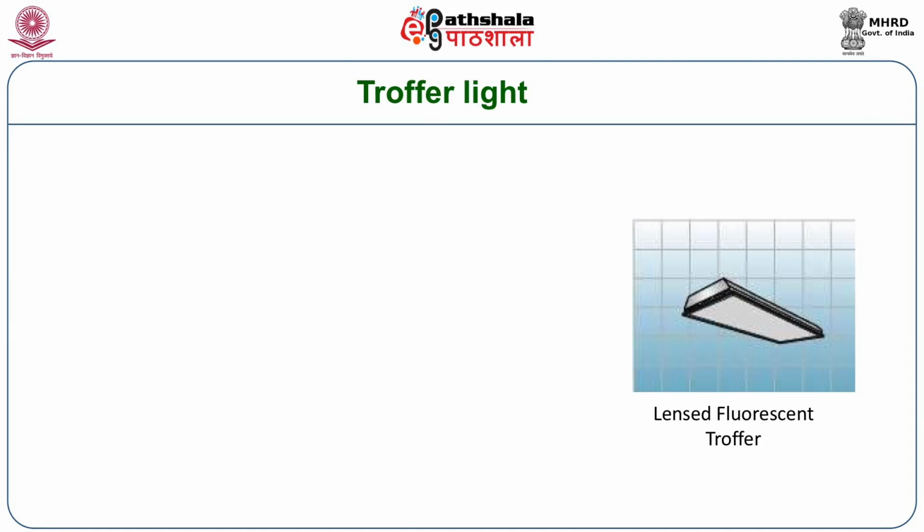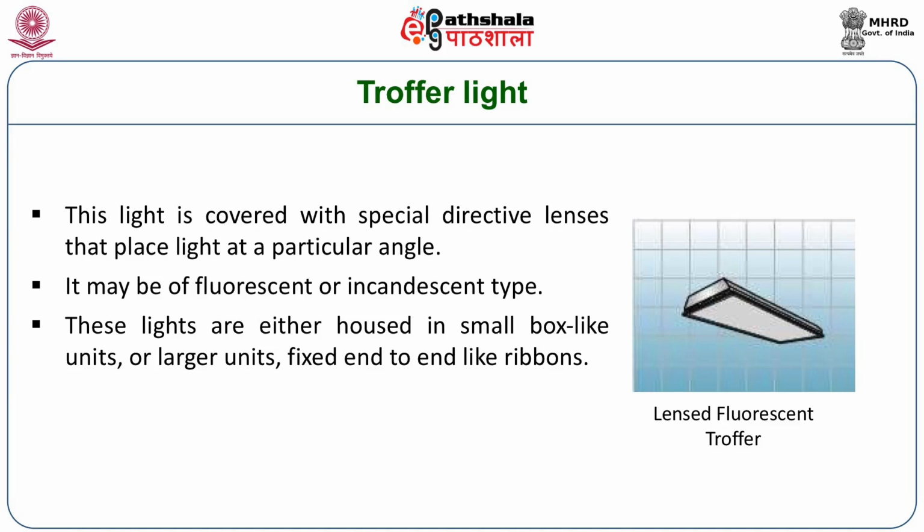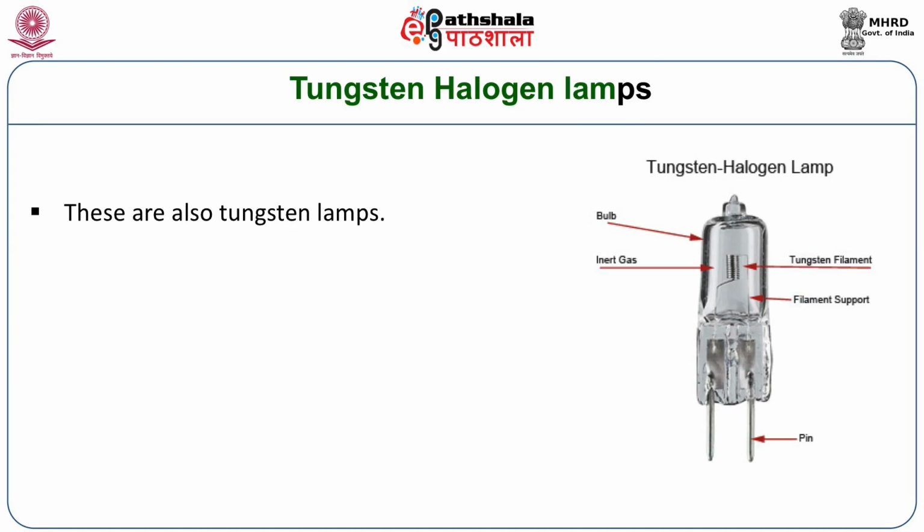Troffer light is already in use in our country. This light is covered with special directive lenses that place light at a particular angle. This may be of fluorescent or incandescent type. These lights are either housed in small box-like structures or larger units fixed end to end like rafters. They are also fixed at the surface level of a ceiling, and mainly the troffer light is used for object lighting. Here is a picture of a troffer light. Tungsten lamps are also known as incandescent lamps.